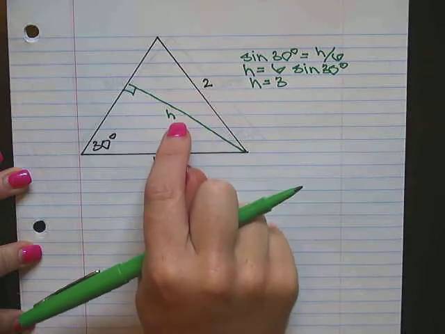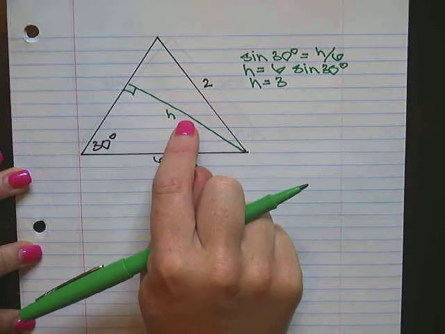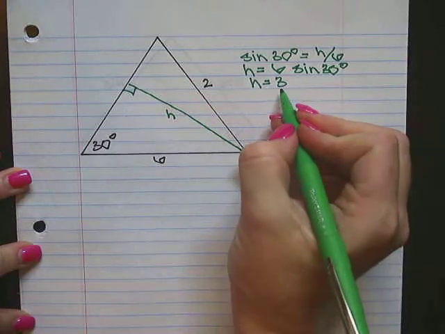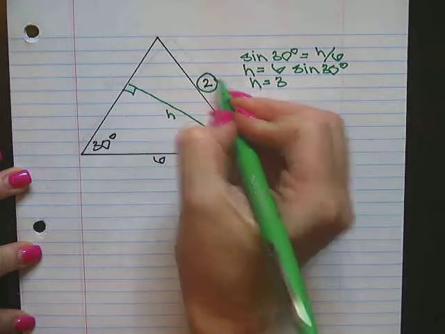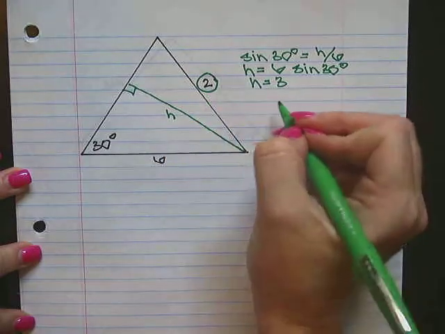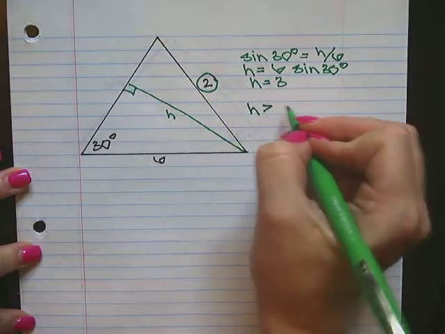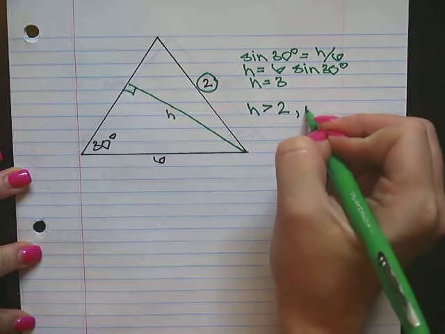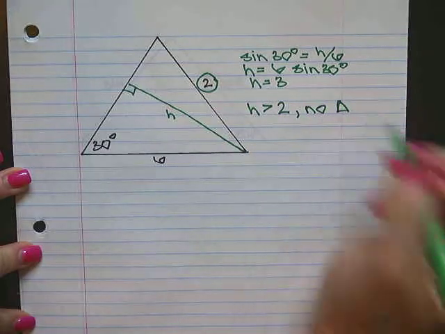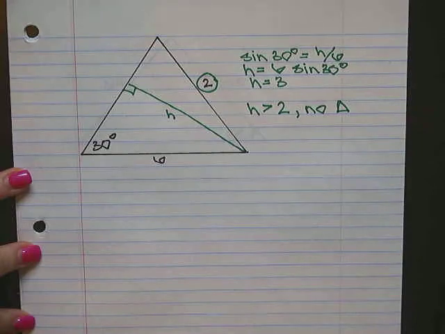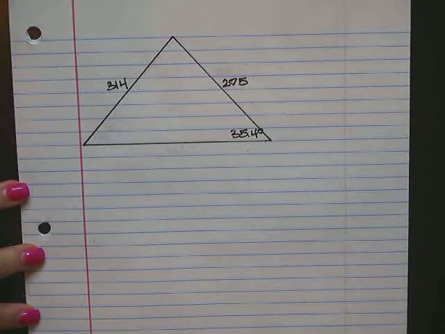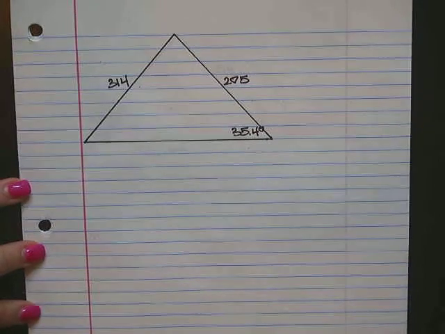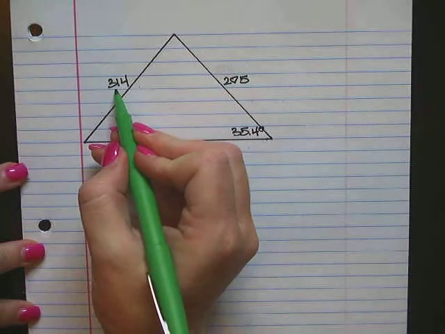Now we need to compare H to our two sides. Remember, in order for there to be a triangle, H has to be equal to or smaller than both. But notice that here, H is bigger than 2. So since H is bigger than 2, there is no triangle, and we're done with that problem.